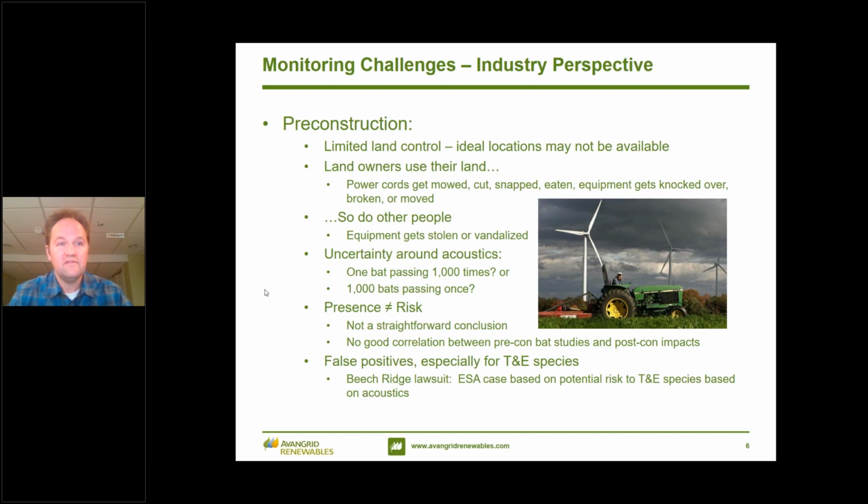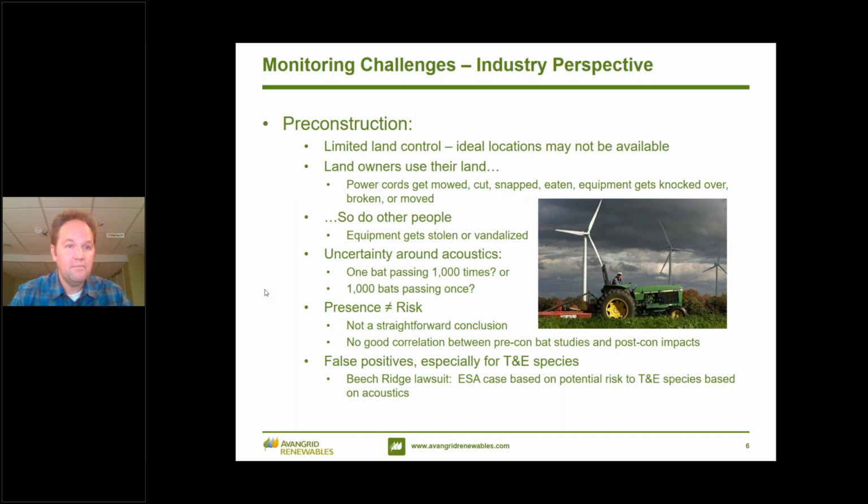I think the other conclusion that's sometimes unfairly drawn from pre-construction data is that presence equals risk. Just because you have a particular species in a mist net or a few thousand calls doesn't mean you're going to find those fatalities. And unfortunately, it seems the opposite is true when you have sites that have no or low risk during pre-construction. Then you have unexpected fatalities during operation. And of course, there's still no good correlation between pre and post construction studies.